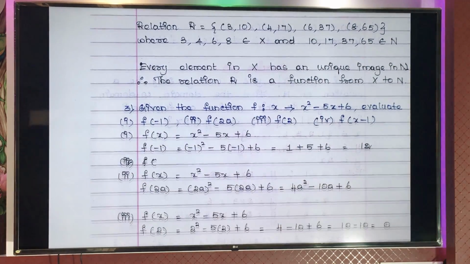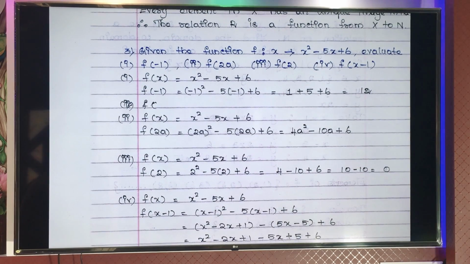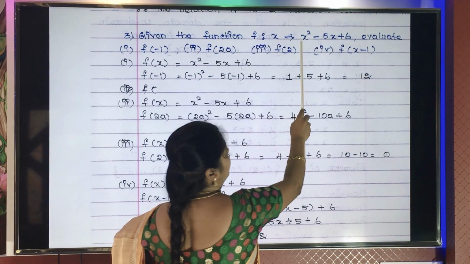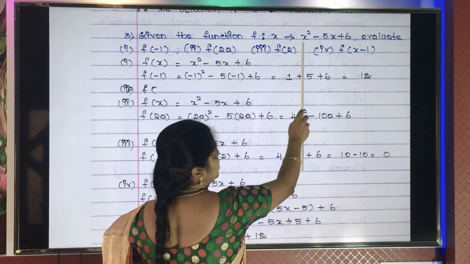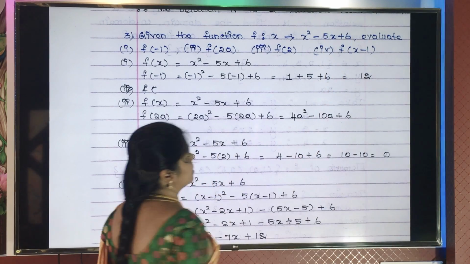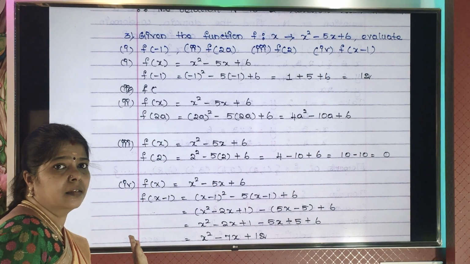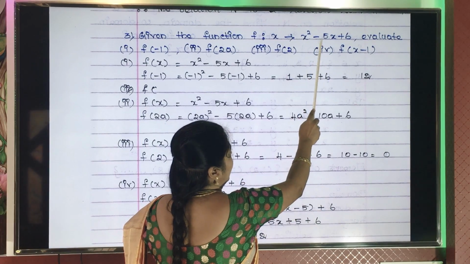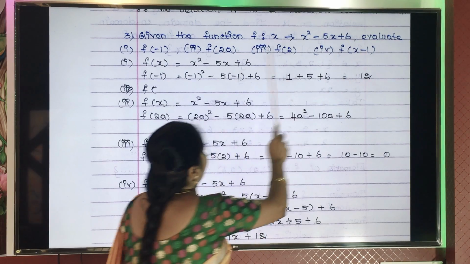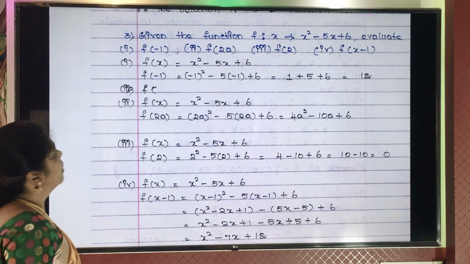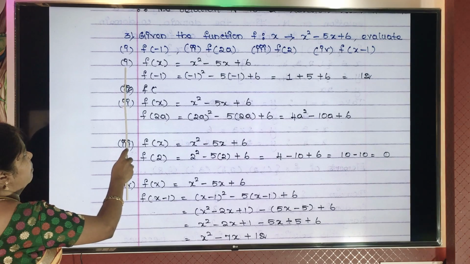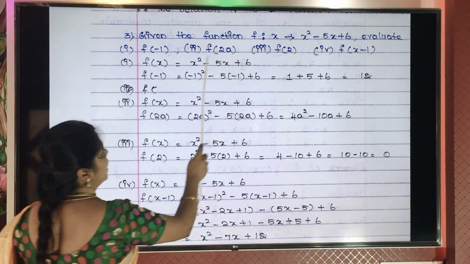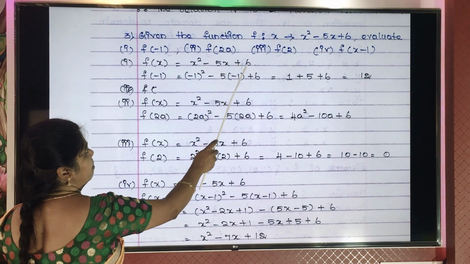Now, let us pass on to the third sum. Given the function f from X to R, defined by f of x equals x squared minus 5x plus 6. Now we need to evaluate all these questions. Now, first subdivision, f of x equals, what is given in the place of f of x? x squared minus 5x plus 6.